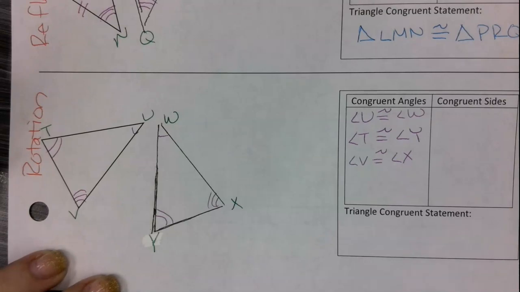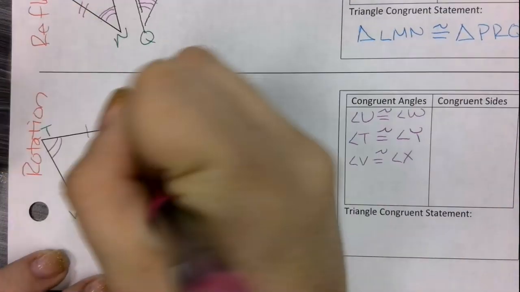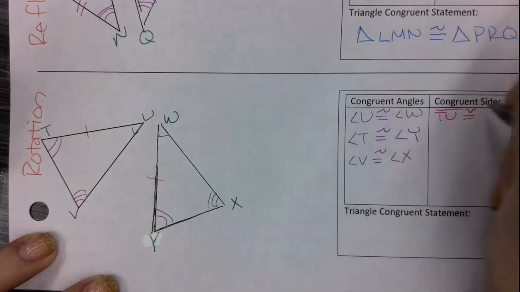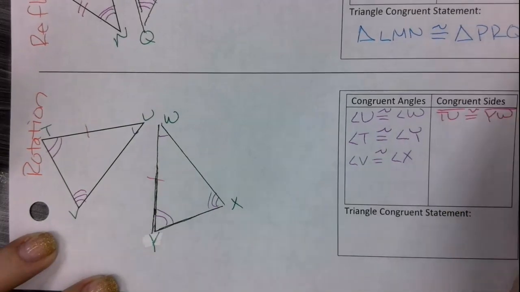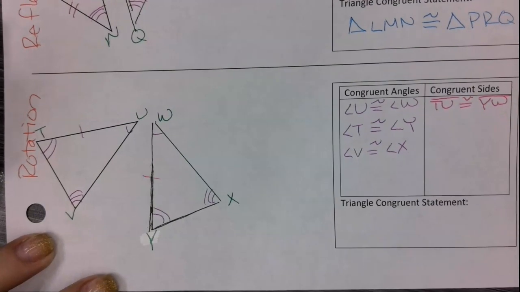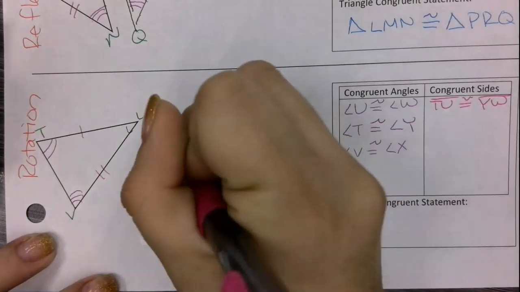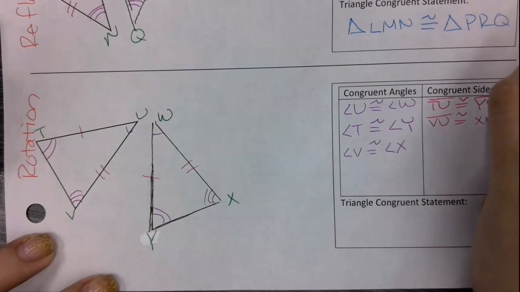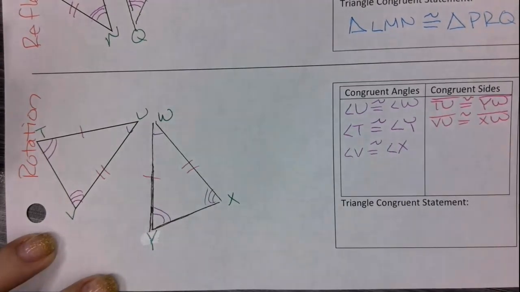Okay. What are my congruent side lengths? T and U, and I'm going to name it YW. Okay, what else? And my last congruent side?